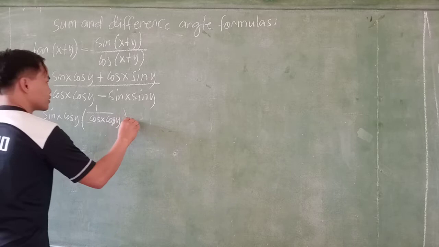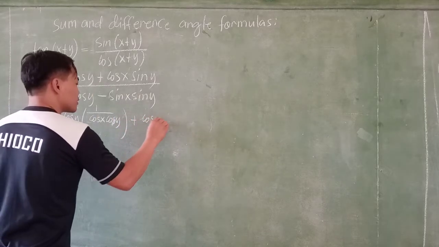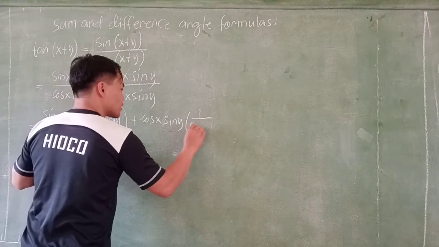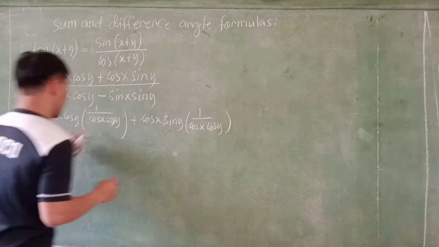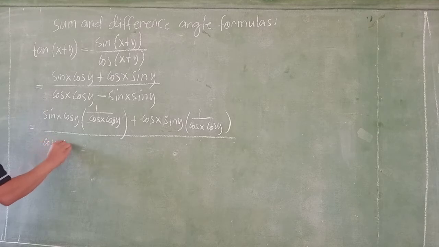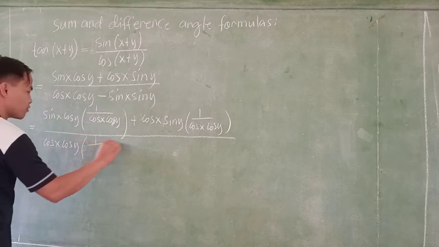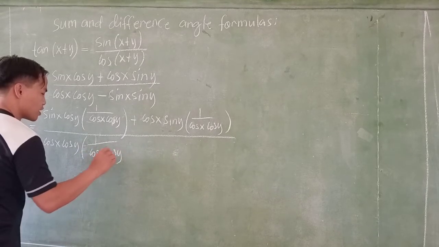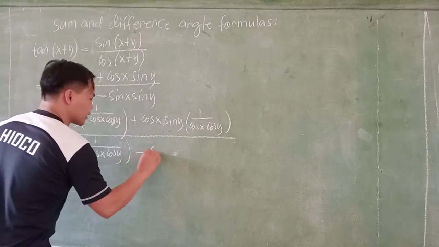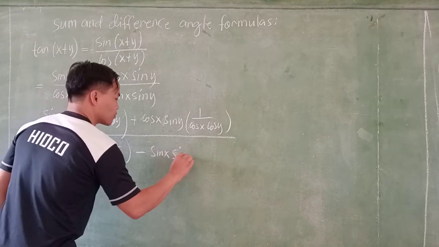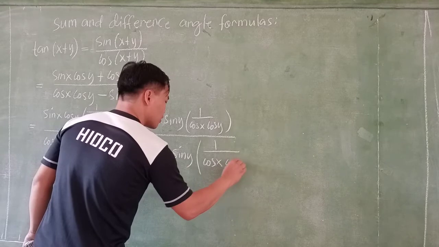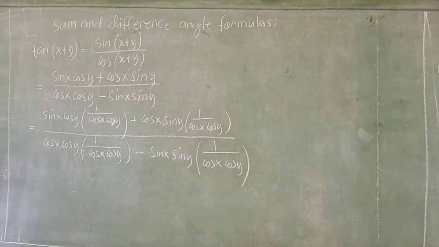Minus, we have plus cos x sine y multiplied by the same quantity, 1 over cos x cos y, over, we have here cos x cos y times 1 over cos x cos y, minus sine x sine y multiplied by 1 over cos x cos y. Then after that, we will have to simplify.